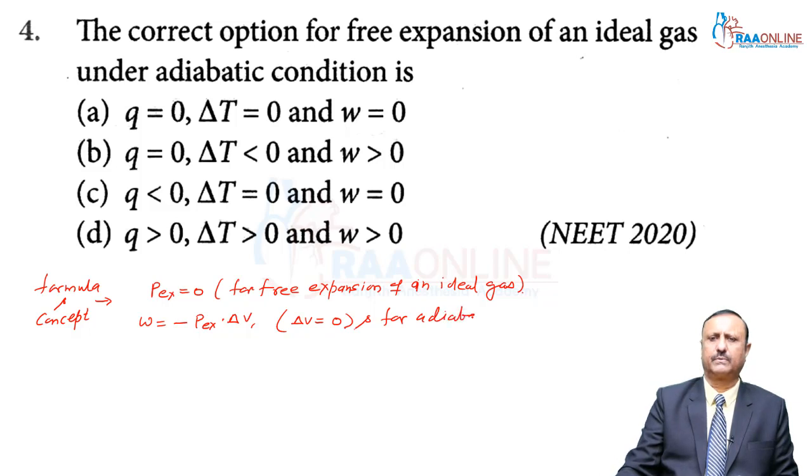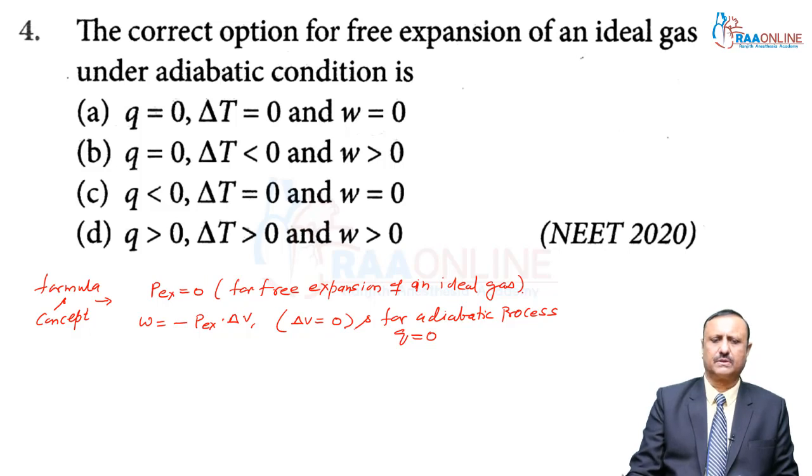And for adiabatic, what is the adiabatic process? My dear students, adiabatic processes are those processes in which the change in heat, Q, is equal to 0. Those processes are called adiabatic processes. Now, for an adiabatic process Q is equal to 0, and P external is equal to 0.